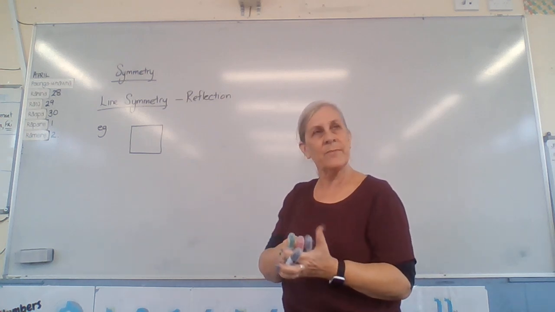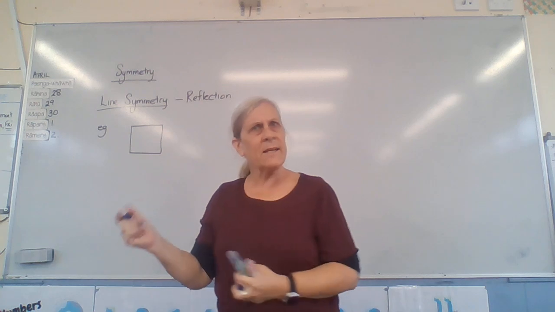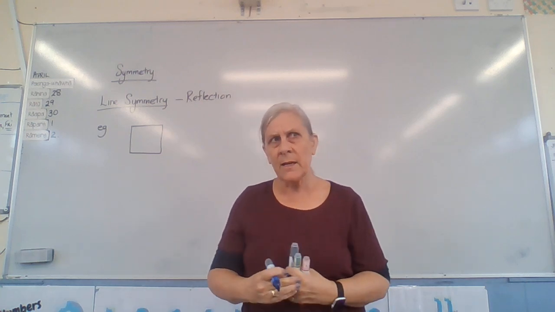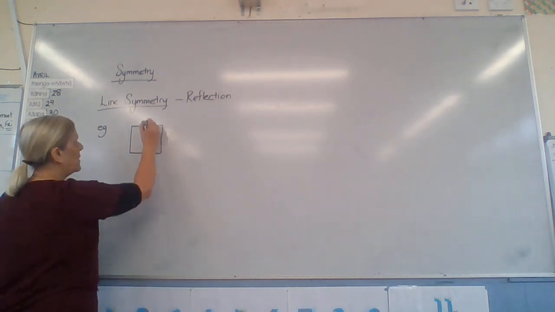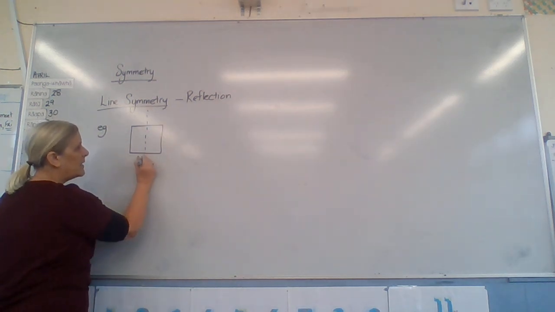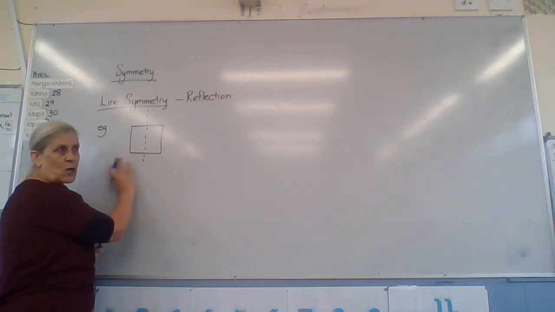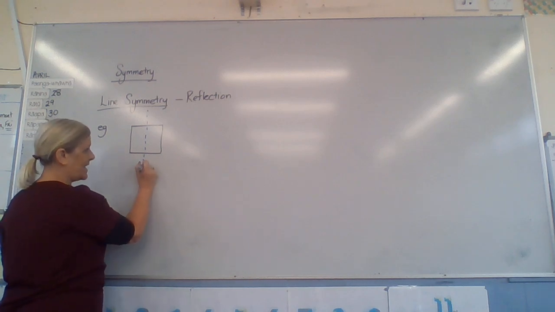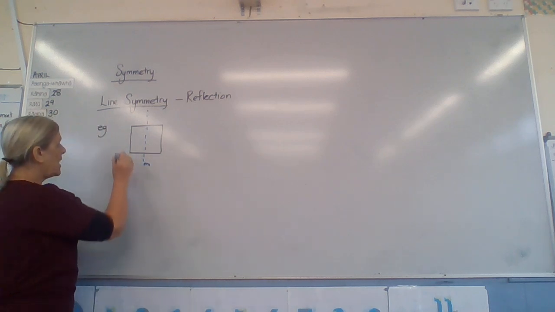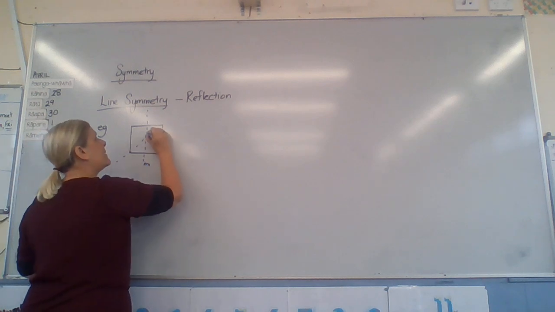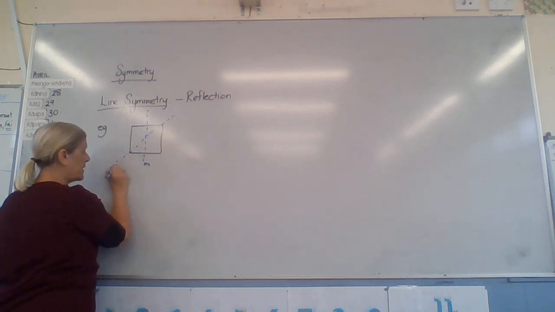Emma? In the middle. That's an interesting description mathematically. Want to go a little bit further? A vertical line. All right, so we're going to have one here. If I reflect this, it's going to end up looking exactly the same. Is there another one? Lexi? Diagonally. Diagonally, okay. All right, so this one we're going to call M2.